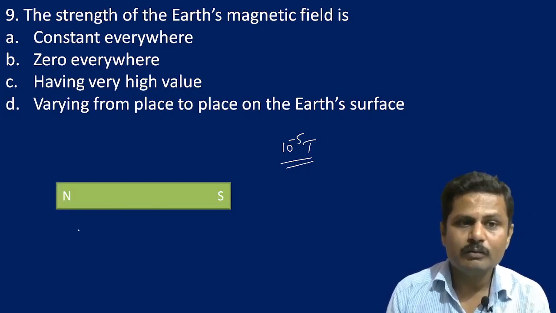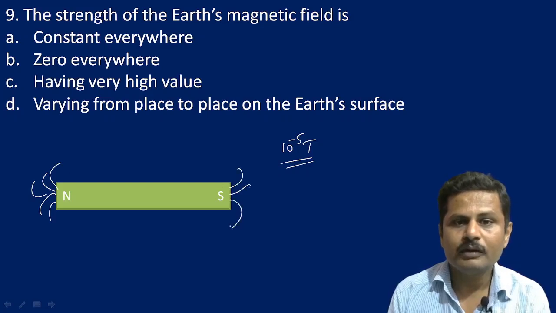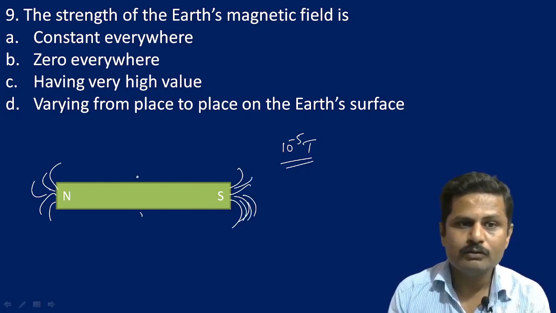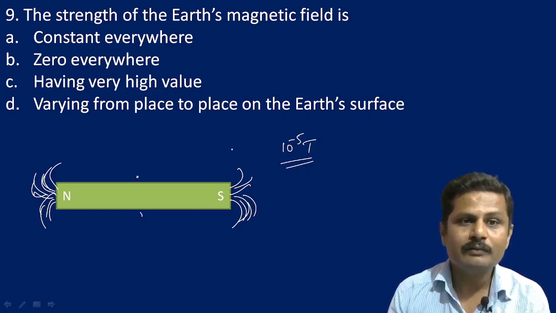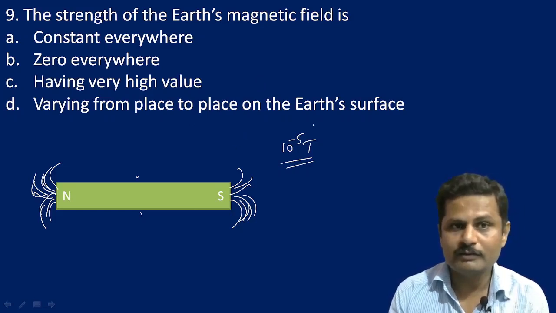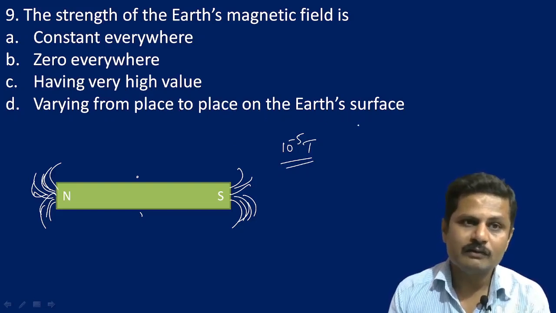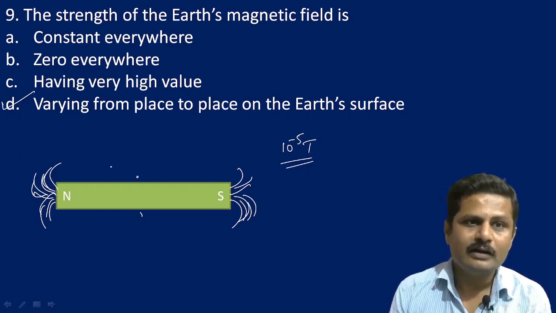If you are comparing the Earth to the bar magnet, we know that the magnetic field strength will be more at the poles, whereas the magnetic field at the center is less because of fewer magnetic field lines. Here the magnetic field lines are more, so we can say they are crowded. So the magnetic field strength is more at the poles. Comparing the bar magnet with the Earth clearly shows that the Earth will not have the same magnetic field strength at every place. So it is varying from place to place on the surface of the Earth. So option D is the right answer for this question.